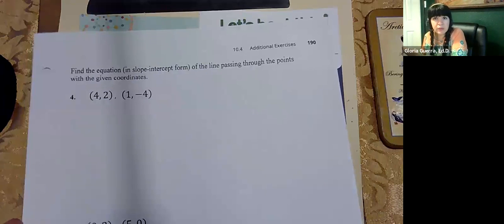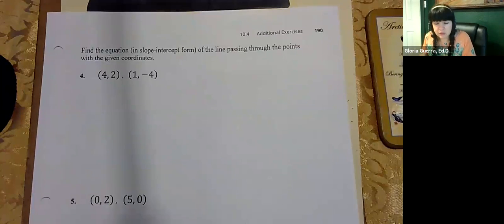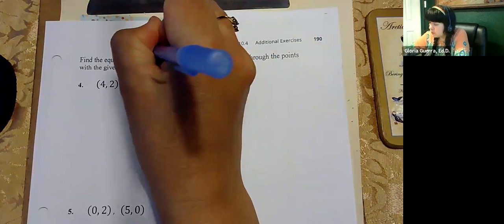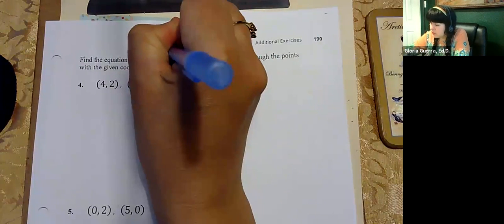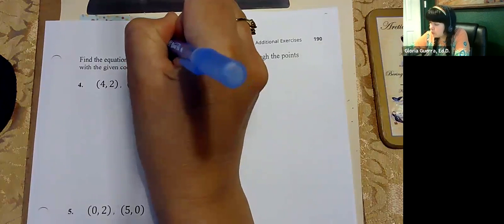Okay, page 190. It says that they want you to find the equation in slope-intercept form of the line that's passing through the points with the given coordinates. Now, they want the equation, like your answer, in slope-intercept form. So that is y equals mx plus b. That is from section 10.3.